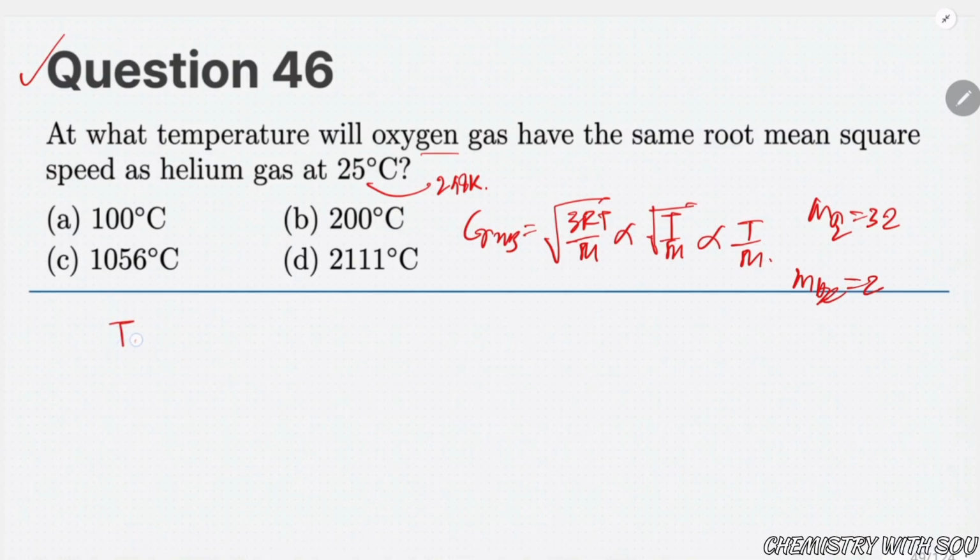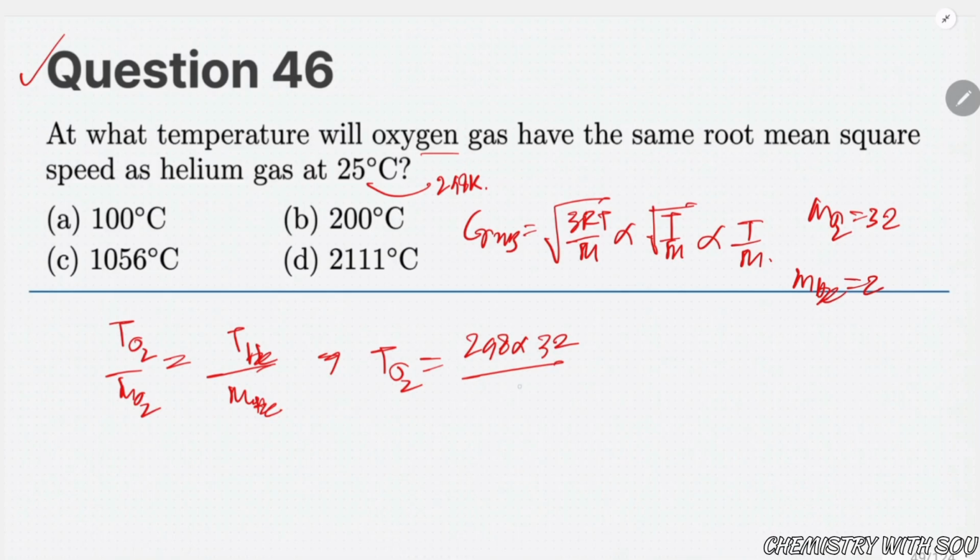So T of O2 by m of O2 is equal to T of helium divided by m of helium. We have to determine T of O2, which equals T of helium, 298, into mass of oxygen 32 divided by mass of helium 2. This is 16, so this value will be 4768 Kelvin.